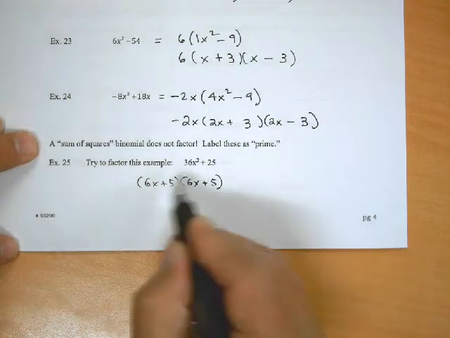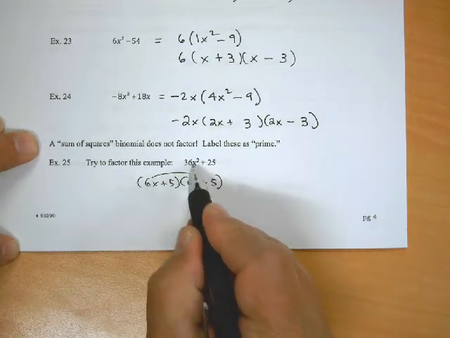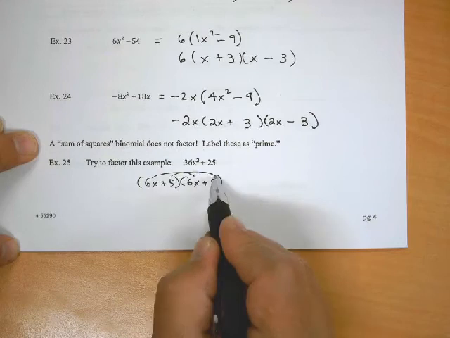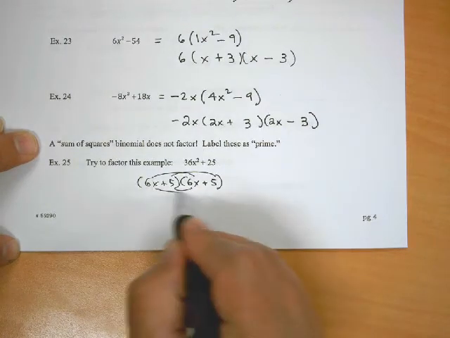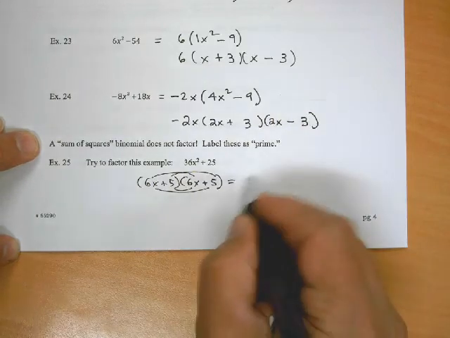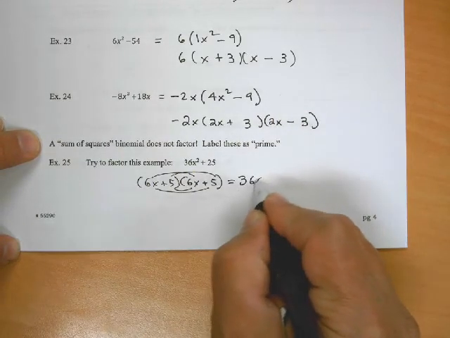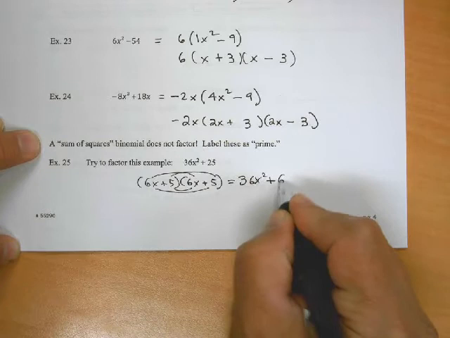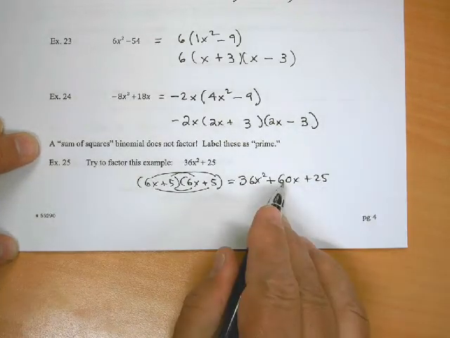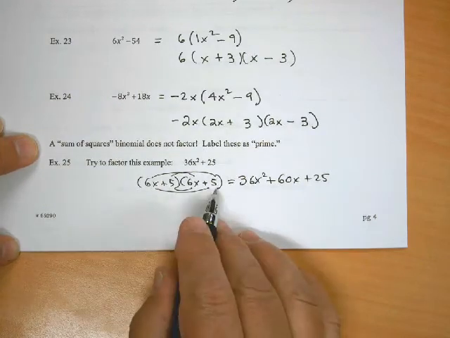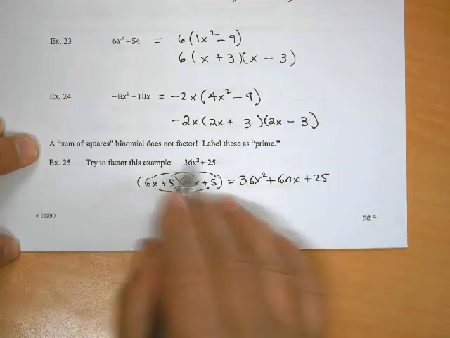The problem with that, I do get this 36x squared. That works. And I get a 25 right there. But there's a 30x hidden in here and another 30x hidden in there. So it would really look like this. And the 60x comes from a 30x added to another 30x. And you can see that that's very different than this one.